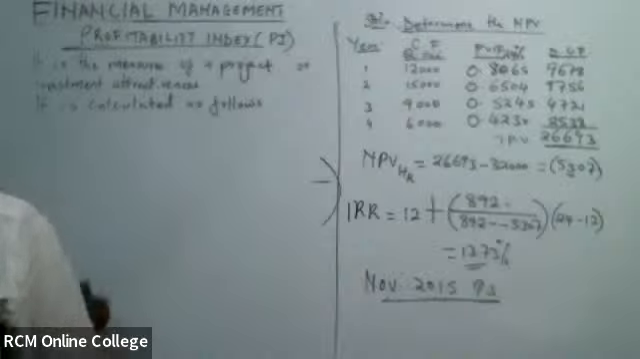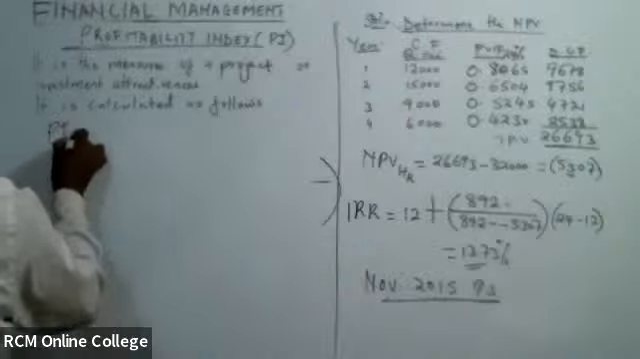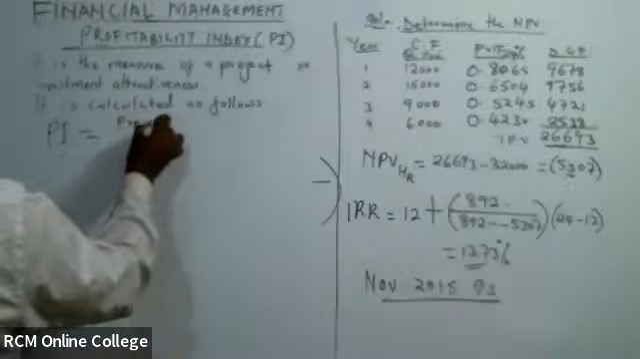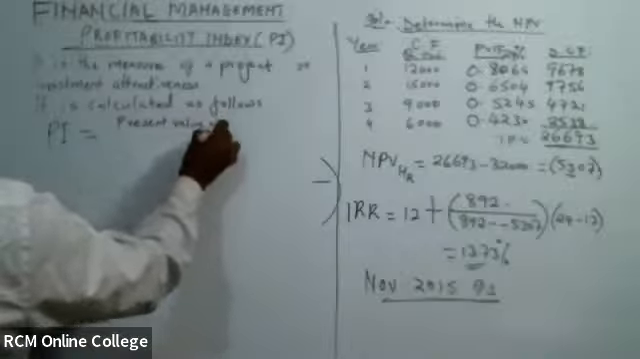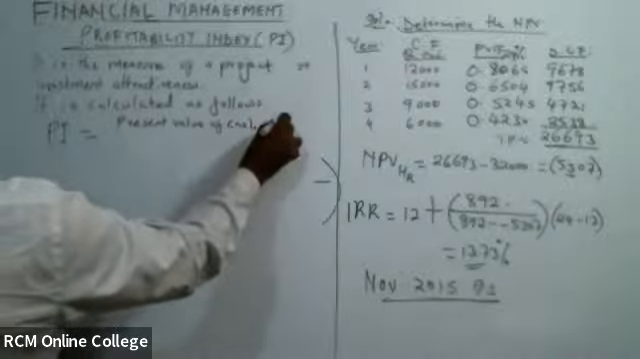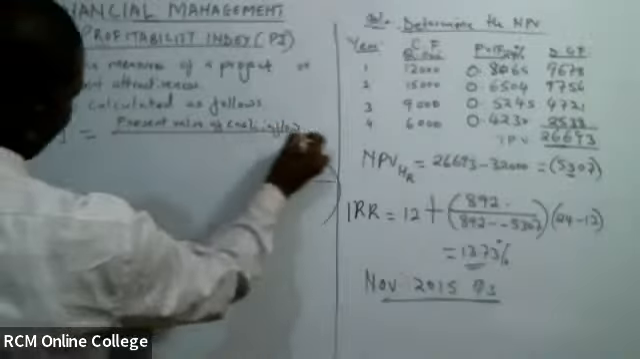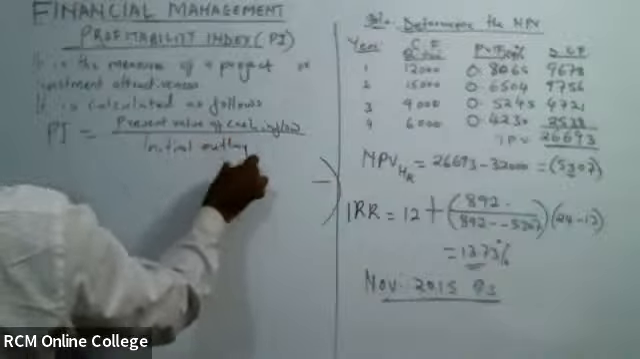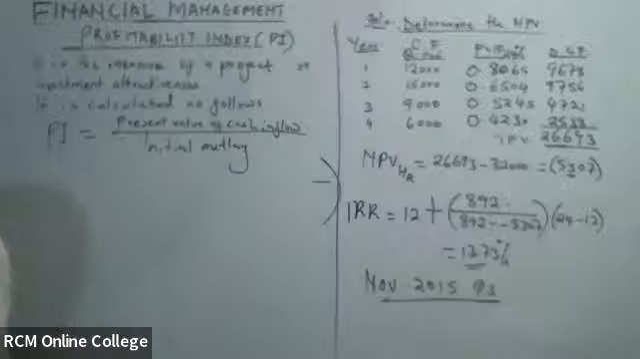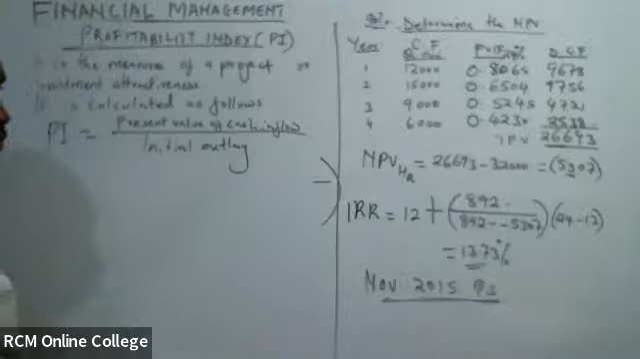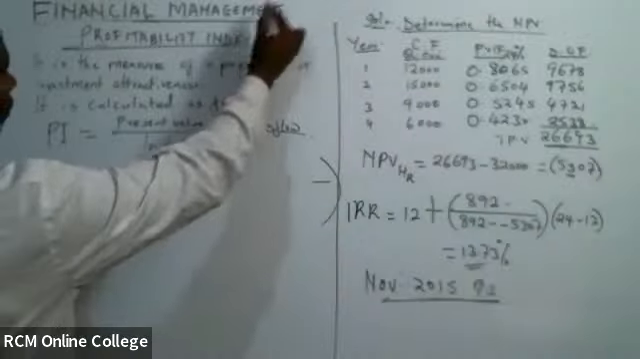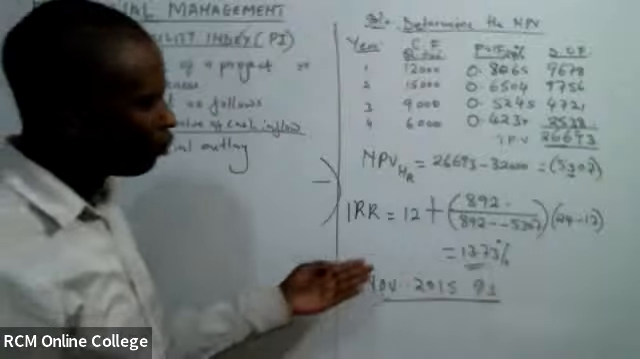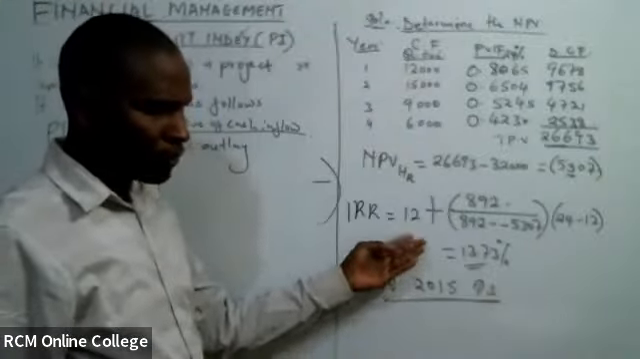Is calculated as follows. So to get the PI, we need to first of all get the present value of cash inflow, divide by what? The initial outlay. Because sasa it's an index, you're not multiplying by 100, not as a percent. It is an index. By the way, hapa, how do you interpret?